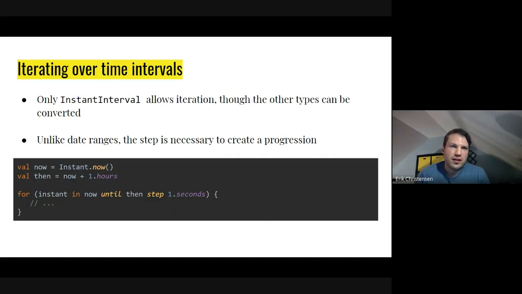So only instant interval allows iteration, though the other types can be converted. Unlike date ranges, a step is necessary to create a progression. There's not really a logical increment to have by default, like a single day. And you probably don't really want to step over things in increments of nanoseconds. So you have to specify a step explicitly, but then you can go through an entire range of instants at whatever kind of step you want.